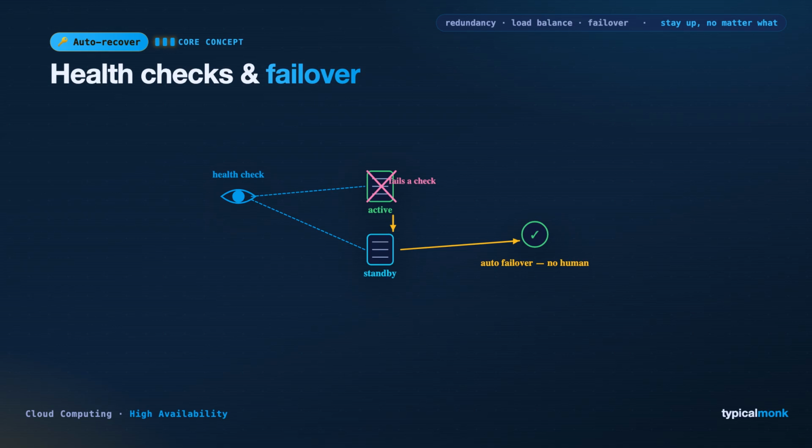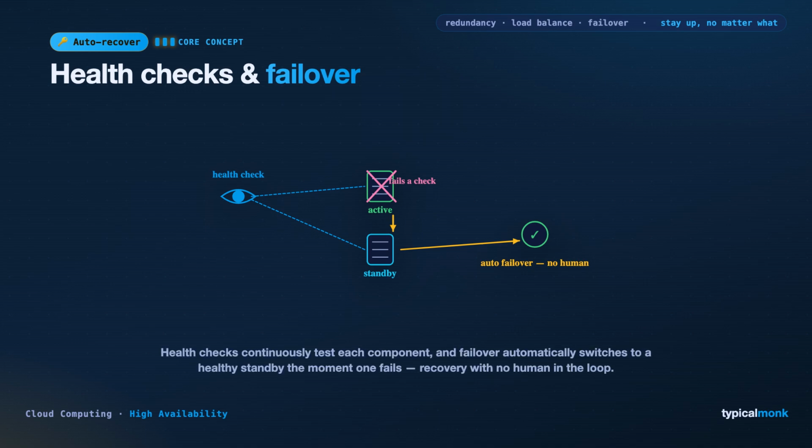This is the culmination of everything today: redundant, independent copies, fronted by a balancer, monitored by health checks, with automatic failover, a system that heals itself. So the takeaway: health checks continuously and automatically test whether each component is alive, and failover automatically switches from a failed component to a healthy standby the moment a check fails. The key word being automatic. So failures are detected and routed around in seconds, at any hour, with no human needed.